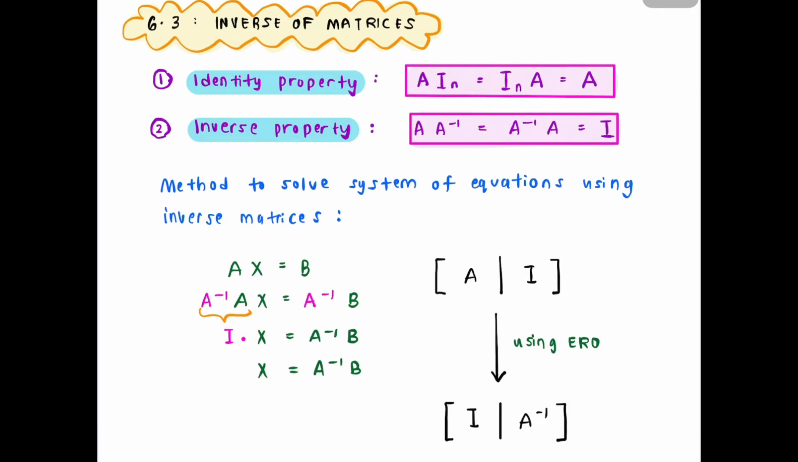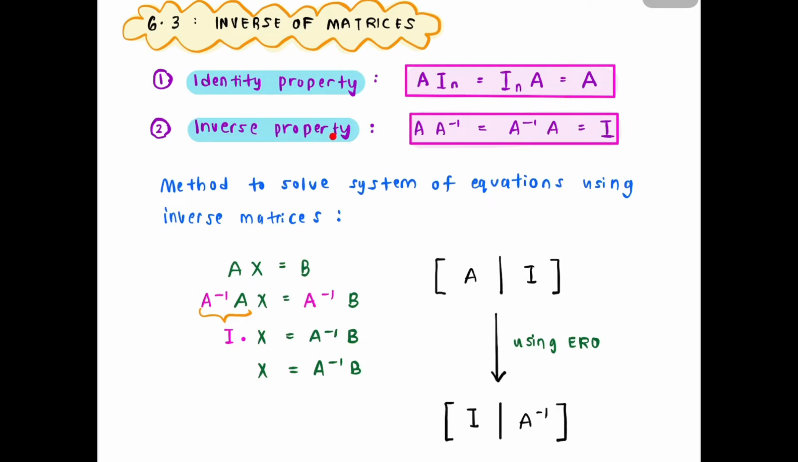Now we have come to the last topic, which is inverse of matrices. So first of all, let us go through the identity property. So what is written in identity property? When you have a matrix A multiplied to identity, this is just equal to identity multiplied to matrix A, and this will be equal to matrix A.